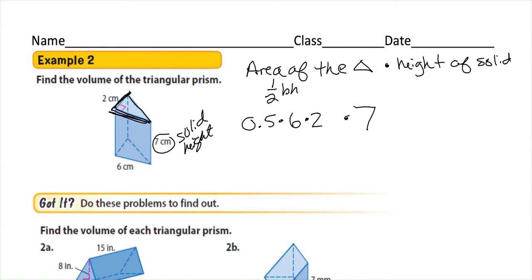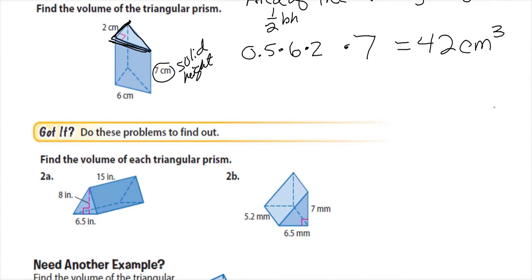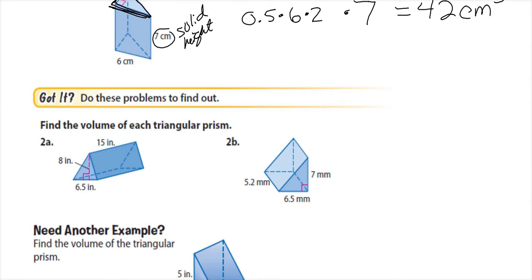All right, so let's go ahead and type that in. So we're doing 1/2 of 6 and then times 2 and 7. Okay, and I come out to 42. And that's going to be cubic centimeters. All right, let's go ahead and look at the next part.